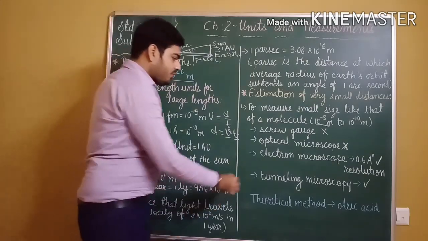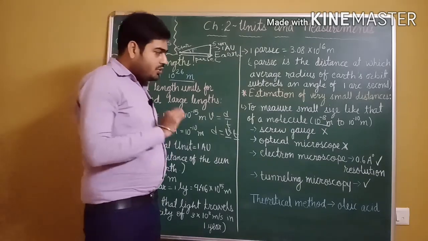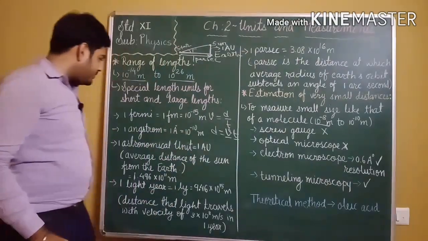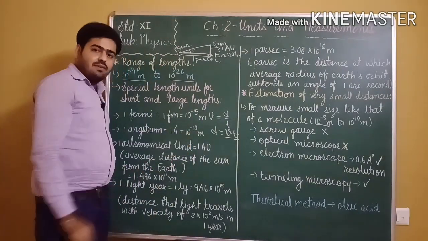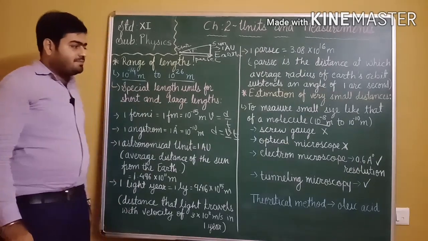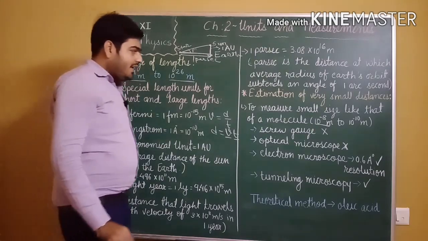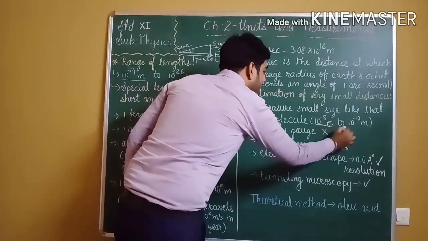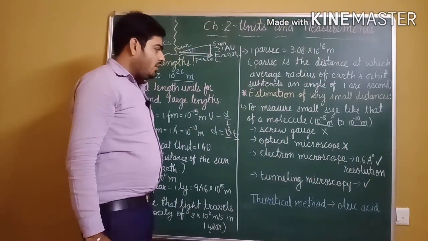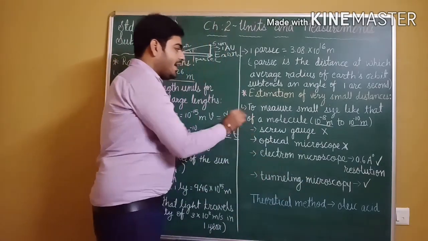Now next, that is electron microscope. Using electron microscope, can we measure the size of molecule? Resolution of electron microscope is 0.6 angstrom. And what is the value of 1 angstrom? 1 angstrom is equal to 10 raised to minus 10 meter. So if you multiply 0.6 into 10 raised to minus 10, it can be written as 0.6 into 10 raised to minus 10 meter. So yes, here using this we can measure the size of molecule. So using electron microscope we can measure the size of molecule. Using tunneling microscopy also we can measure the size of molecule.